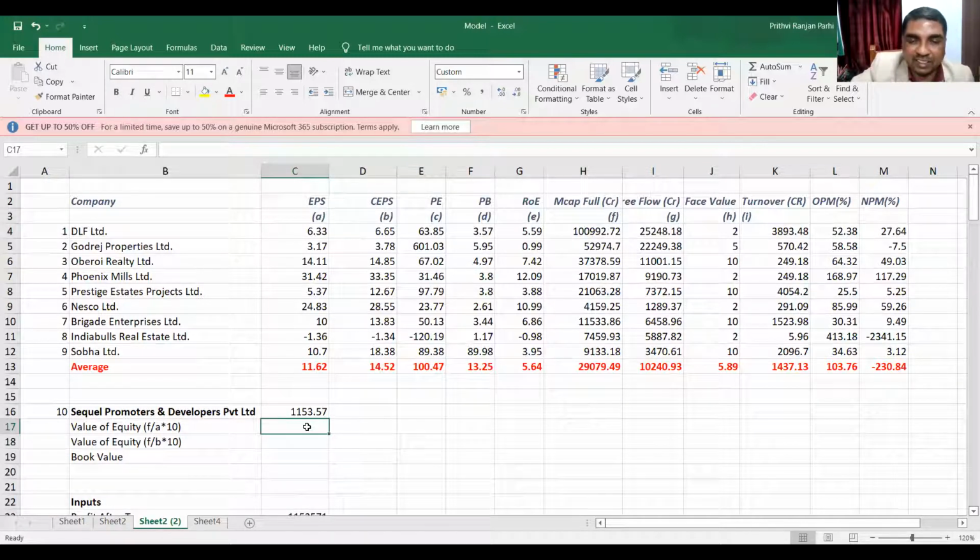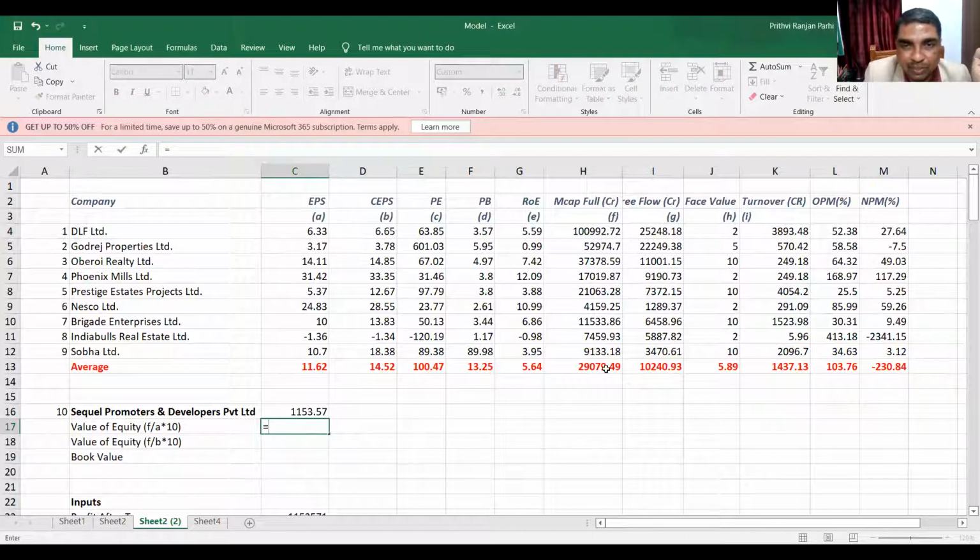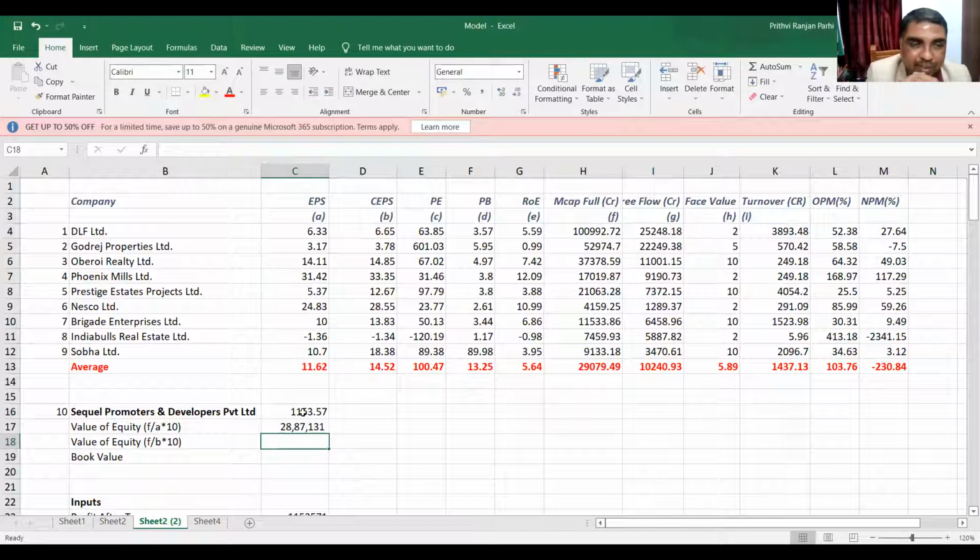So the formula here is equal to, are you with me? For this much of EPS, this is the market capitalization. So for 1 rupee EPS, market capitalization will be this divided by this EPS, and multiplied with my EPS, I can get this value. This is the value of equity by applying the EPS method. If the company has no debt, this is the value of the business. If debt is there, debt can be added to it.